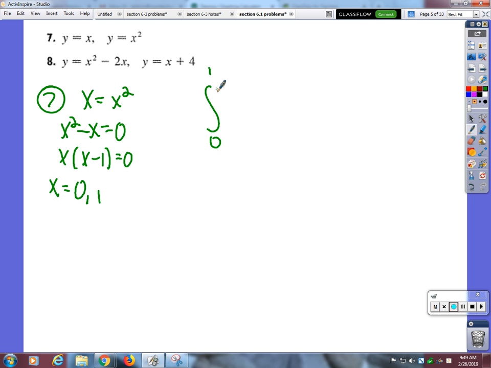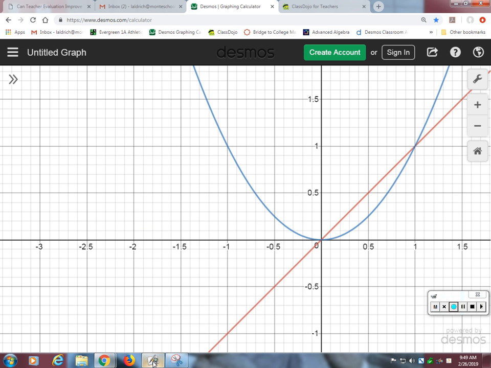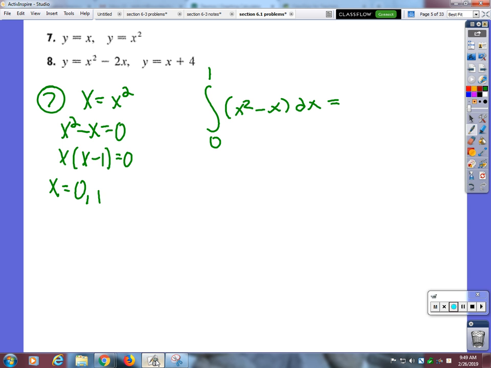Who's on top? The x squared is. I didn't really think the x squared was on top. It's not, no. But it'll work out. We'll get a negative answer and flip it. So that's a pretty easy antiderivative to do. You guys do that real quick while I take this next one.